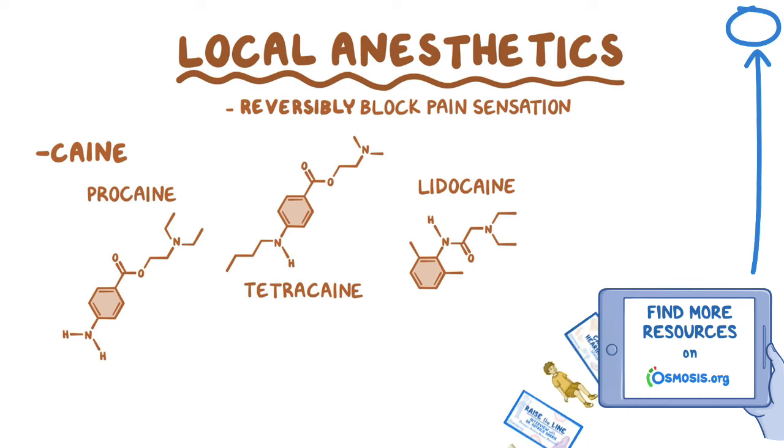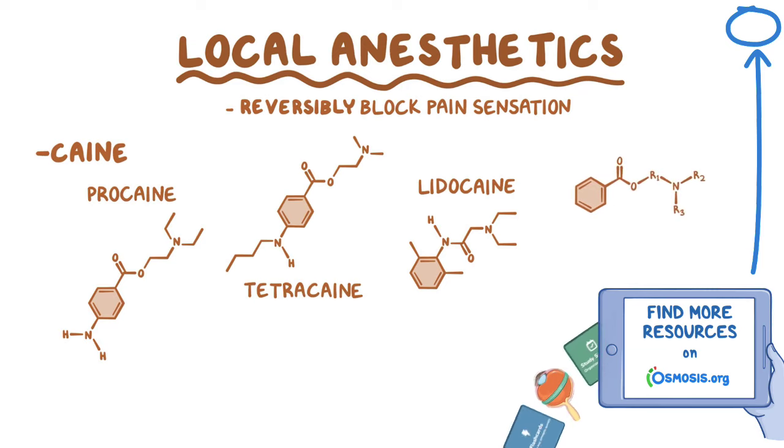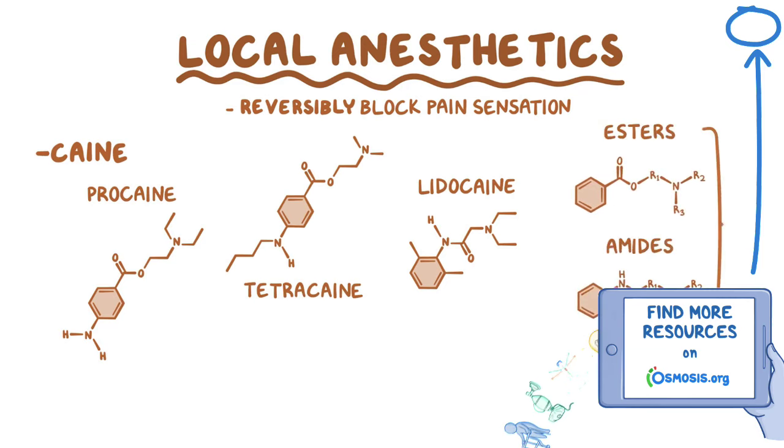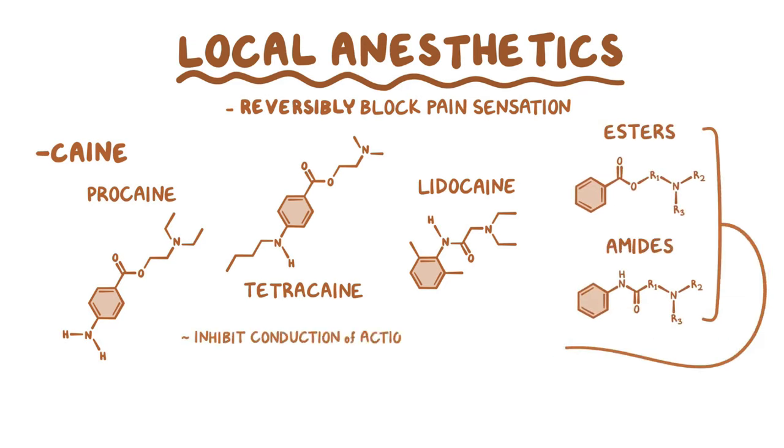Anyway, so there are two classes of local anesthetics, called esters and amides. Both classes inhibit conduction of action potentials across nerve fibers by blocking sodium channels, and thus the perception of pain by the brain.